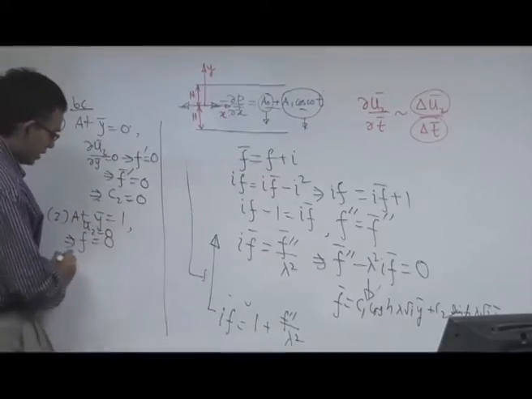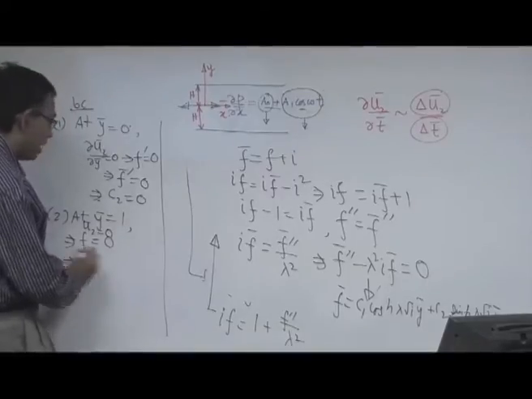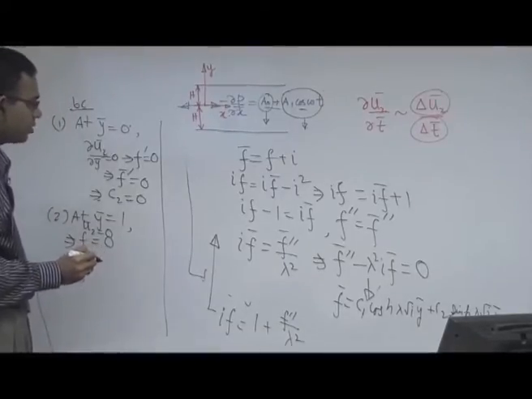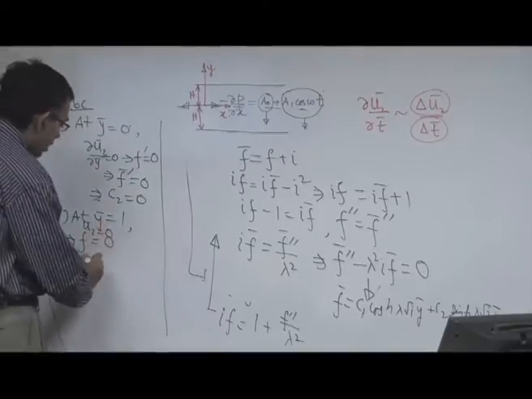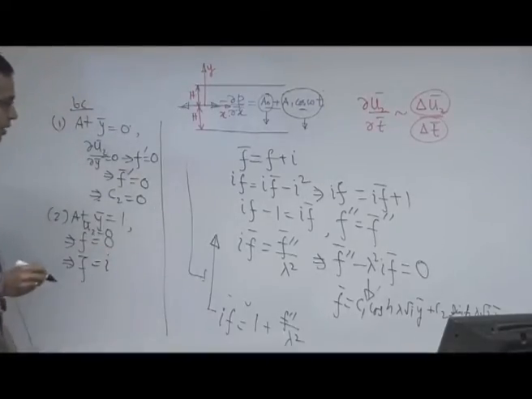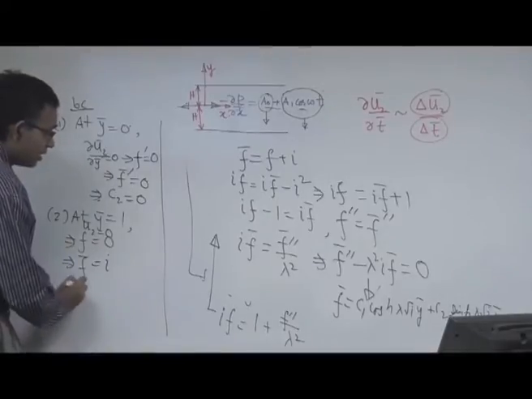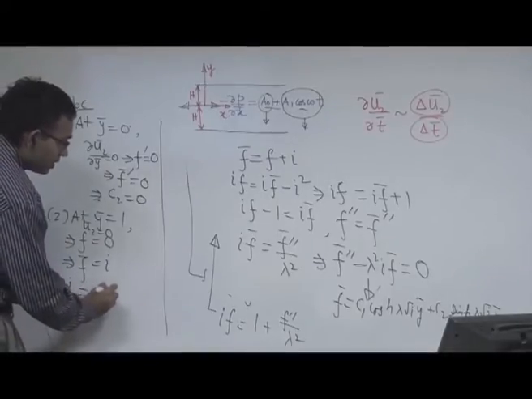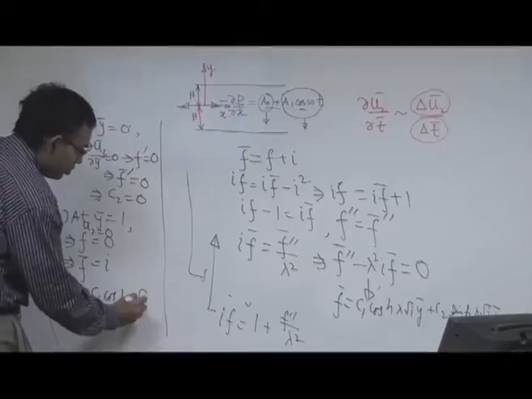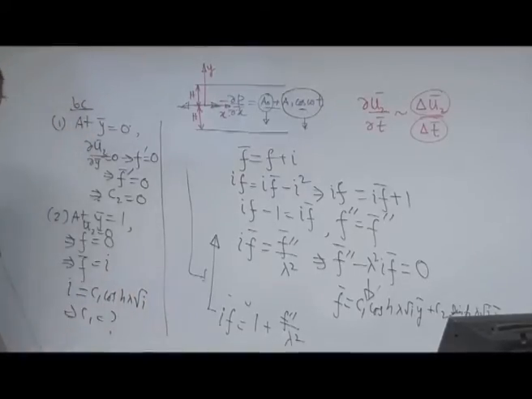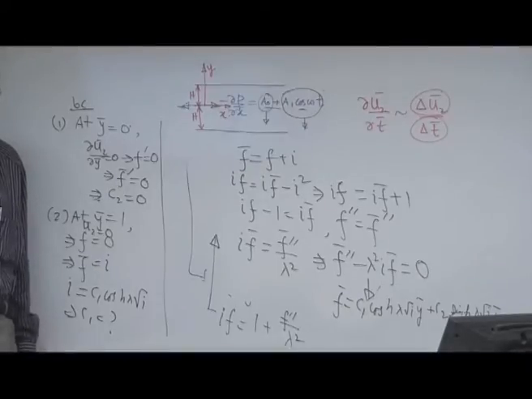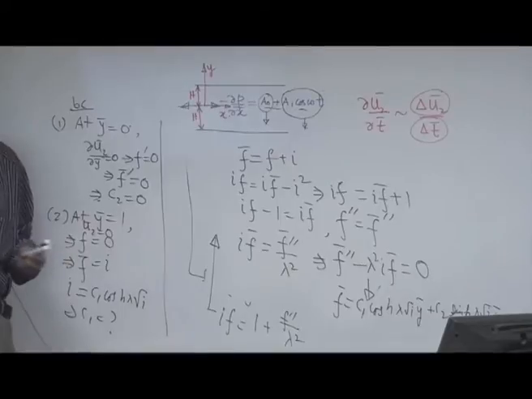Our solution does not involve f, but it involves f bar. So, f bar is equal to what? F bar is equal to I. So, you have I is equal to C1 cos h lambda square root of I. That will give you C1, and that completes the solution of this problem.